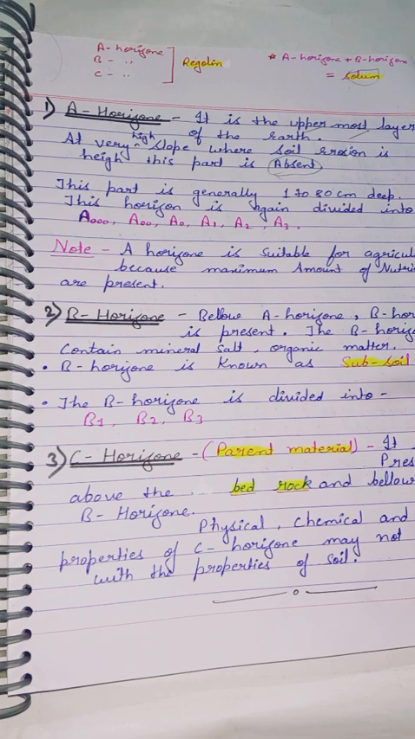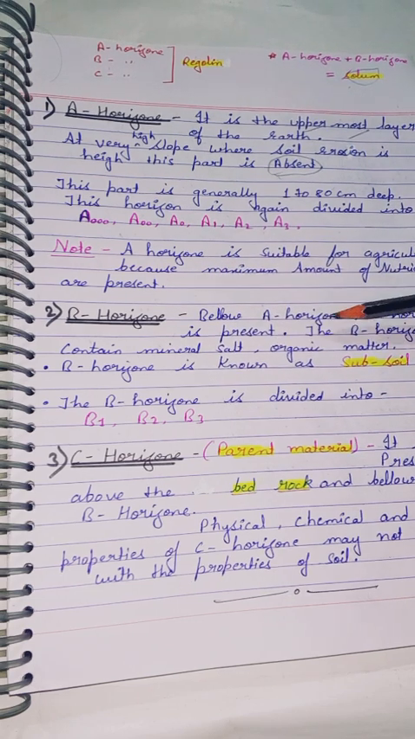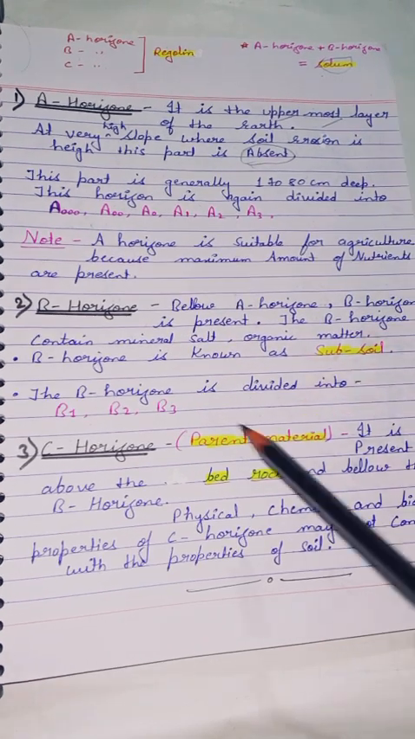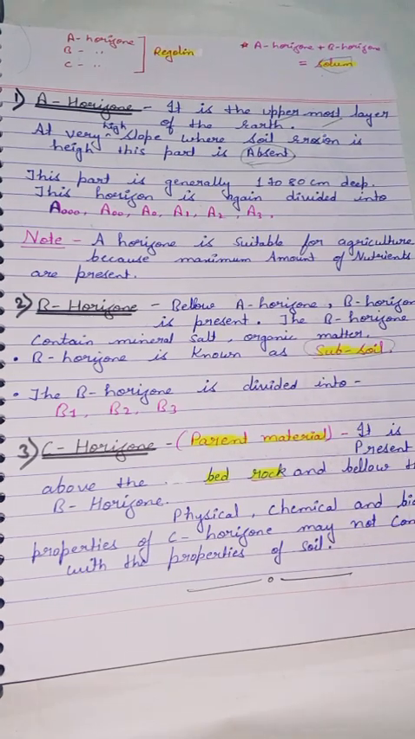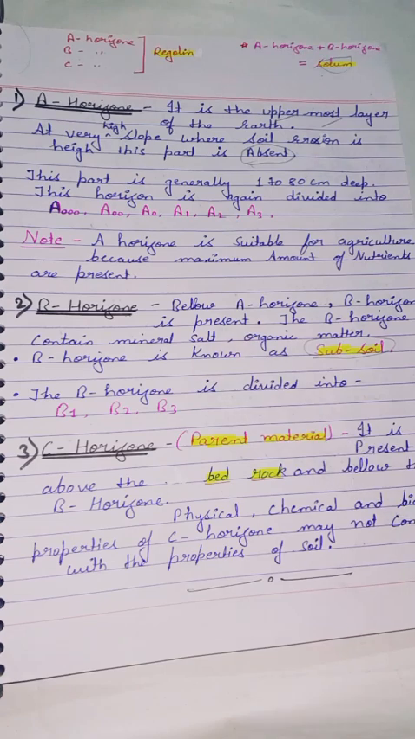Next one is B horizon. Below the A horizon, the B horizon is present. The B horizon contains minerals, salts, and organic matter. B horizon is known as subsoil. And the B horizon is divided into B1, B2, and B3.